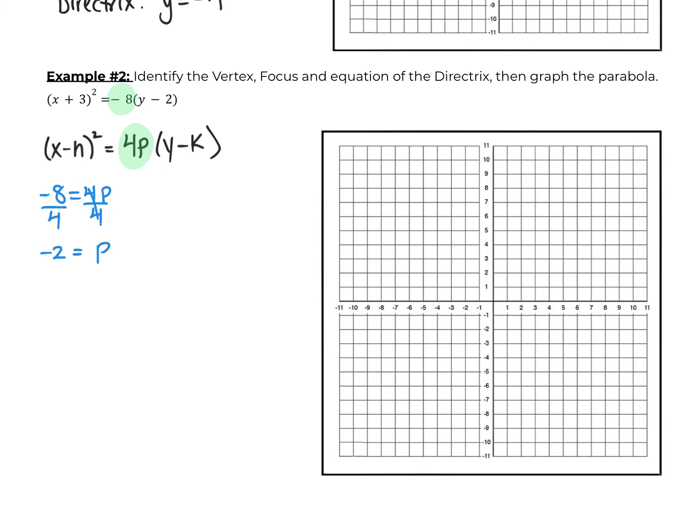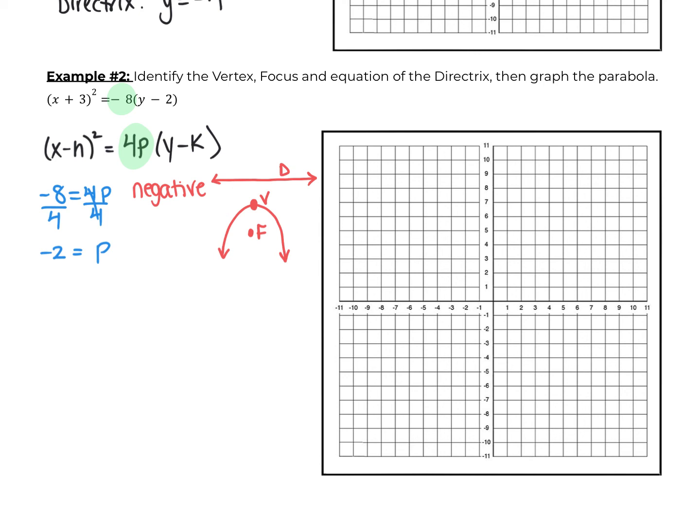So since p is negative, we have a lot of information from that. We know that the parabola must go down, open downward. The turning point is always my vertex. Inside the parabola is always my focus. And now entirely above it this time is my directrix, or my equation of my directrix. So that's a lot of information from one value.